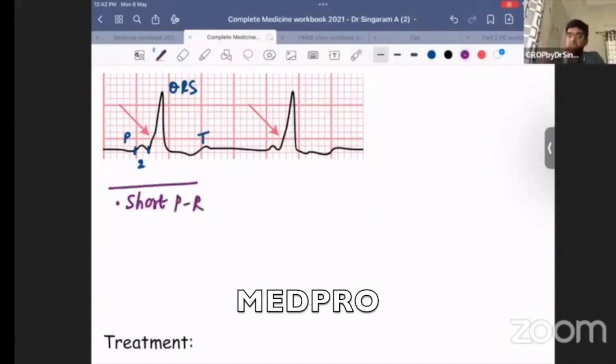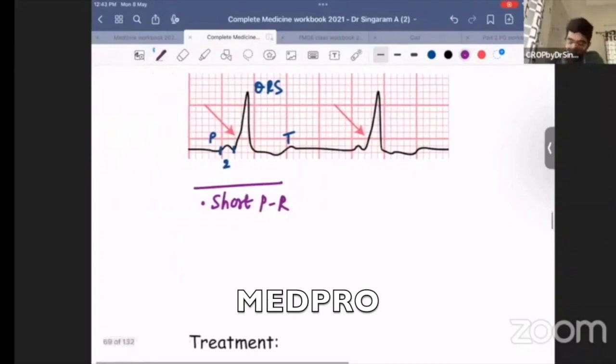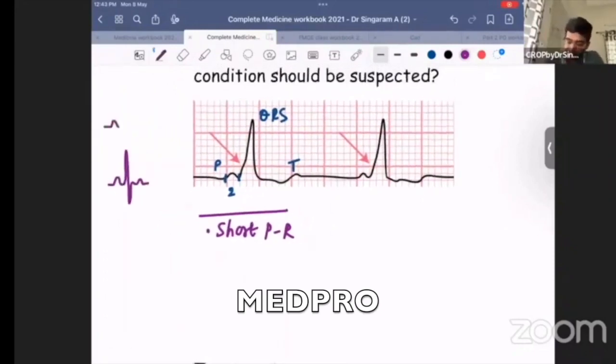Second thing, look at the arrow mark. Is it a normal QRS complex? See, normally it should be like this: P wave, then QRS, and then P wave like this. This is how it is supposed to be. But here what is happening? Here you have a P wave, and then the QRS is like this.